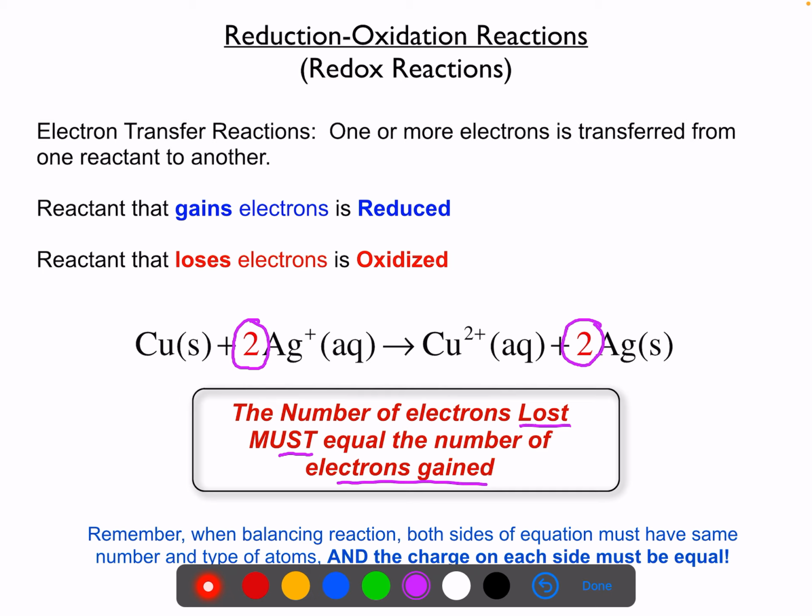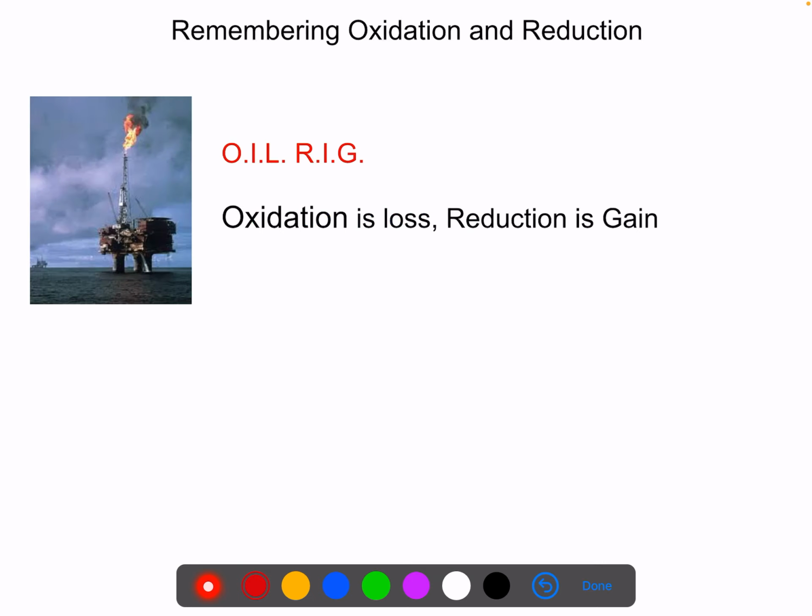Now, when you talk about these terms, reduction and oxidation, what's reduced and what's oxidized, there's a couple good mnemonics to help you remember. One is OIL RIG. So oxidation is the loss of electrons, reduction is the gain. So oxidation is loss, reduction is gain.